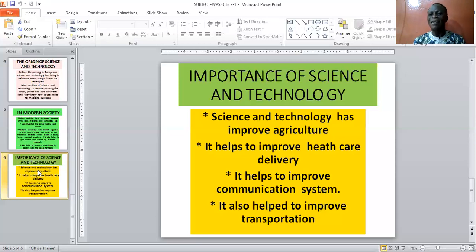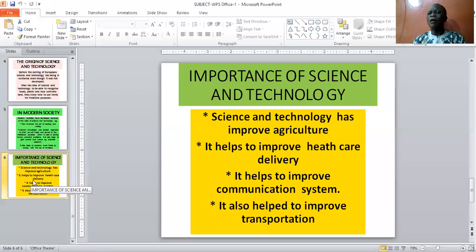Look at science and technology. Like I said, in the area of agriculture, the way we till the land and plant our food, our crops, for human survival, if not because of the help of science and technology, can we do that? We won't be able to do that. So science and technology has really helped us in many areas, in many ways, in the whole world. It helps us to know what we are doing in the society, to know what is happening in the whole world, and it helps us to gain access to other countries.